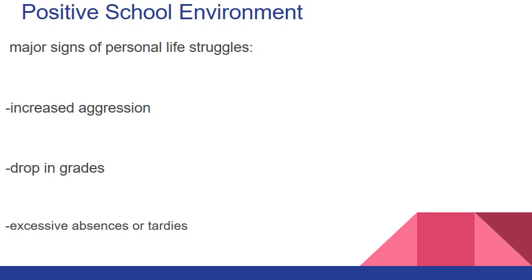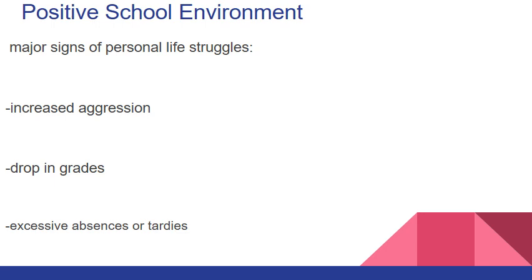In the past slide, we discussed several indicators of students going through personal life struggles. Another indicator that we did not mention in the last slide could be excessive absences or tardies. If a student is missing class a lot, that's often a sign that something's going on in their personal life, especially younger students.